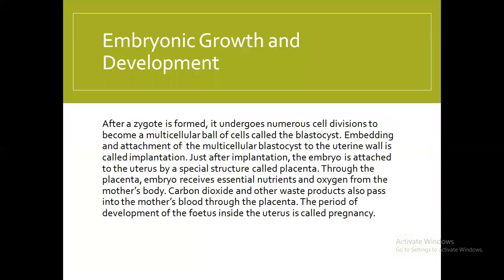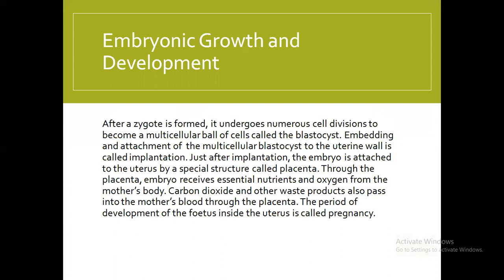Now, embryonic growth and development. After a zygote is formed, it undergoes numerous cell divisions to become a multicellular ball of cells called the blastocyst. It becomes embedded in the uterine wall for further development. Embedding and attachment of the multicellular blastocyst to the uterine wall is called implantation. So it is important here, what is implantation? The attachment of the blastocyst to the uterine wall is called implantation.